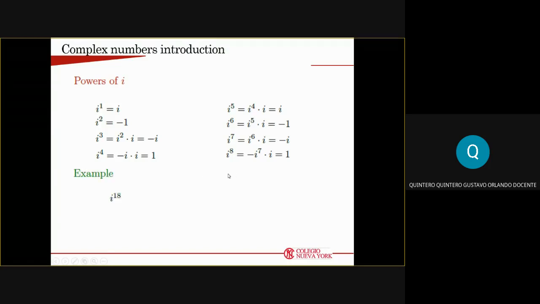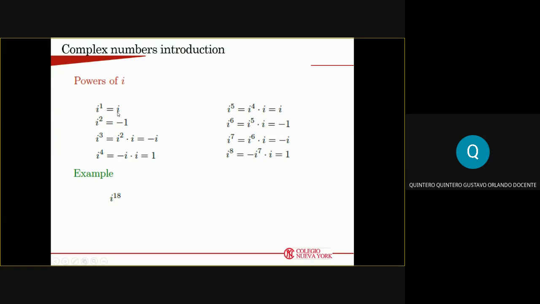Let's use an example. How can we find what is the value of i to the 18th power? One way of finding this number is to continue this progression, right? You can continue this progression. Find i to the 9th, i to the 10th, i to the 11th, i to the 12th, all of that. And eventually, if you continue with the progress, you will find i to the 18th power, right?